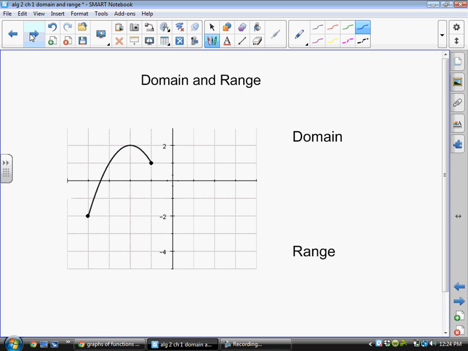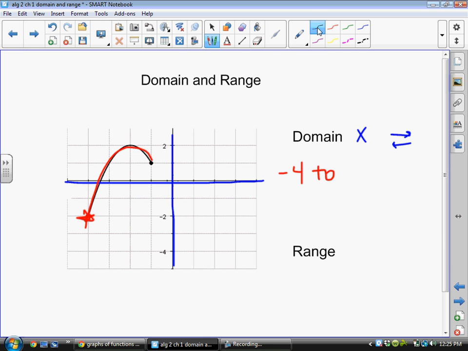So here we have a graph, and domain, remember, is x, and that's left and right. So we want to look at what is the leftmost part of this curve, not the actual grid itself. I want to know on the curve. So on this curve, what is the leftmost point? Well, the leftmost point is right here at 1, 2, 3, 4, at -4. And then we're going to say it goes up until -1.